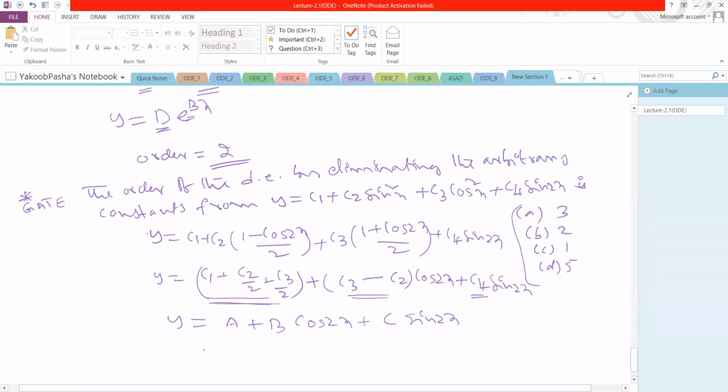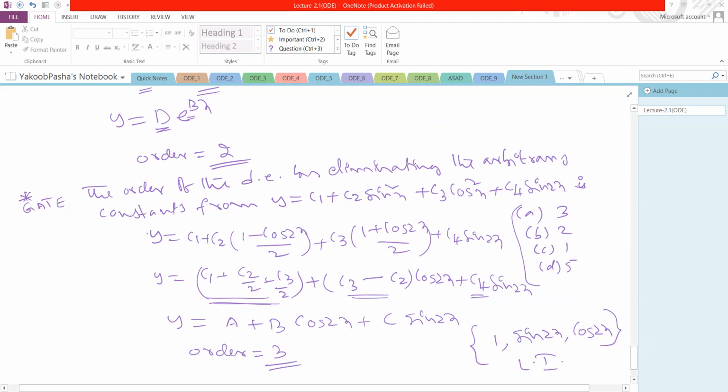Here the arbitrary constants are 3, so the order is equal to 3. We simplified this way because here 1, sin 2x, cos 2x, these three solutions are linearly independent solutions.